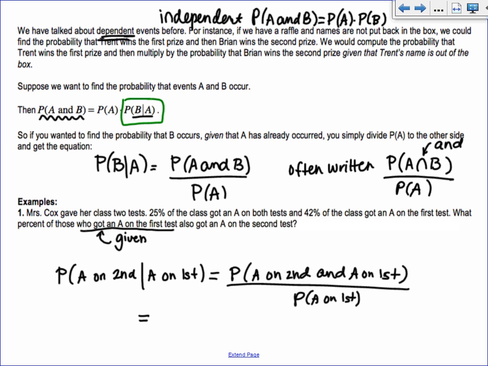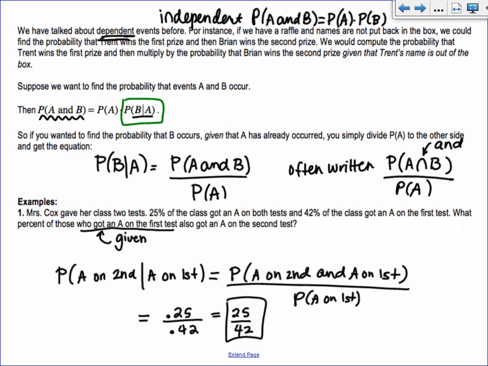So the probability of an A on the second and an A on the first, that was the 25%. That's an A on both tests. And then 42% of the class got an A on the first. So when you divide those out, 0.25 divided by 0.42, you end up getting 25 out of 42, which you can find the decimal if you want, but I kind of like having the fraction. If I find the decimal, I don't know what 25 divided by 42 is. Can I find it?